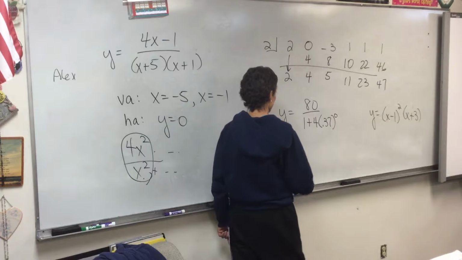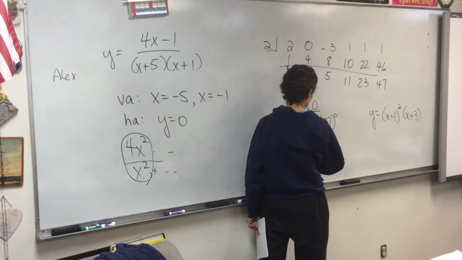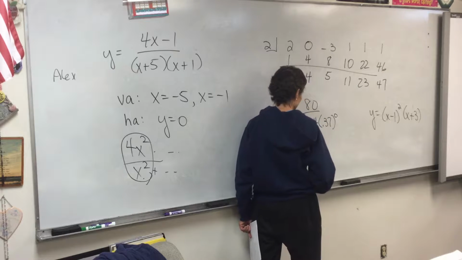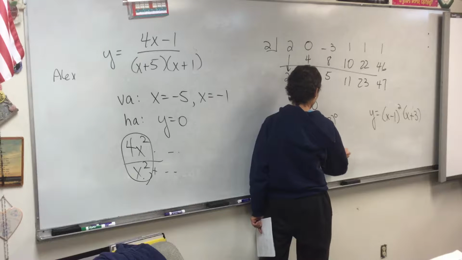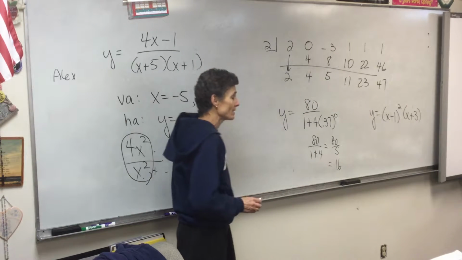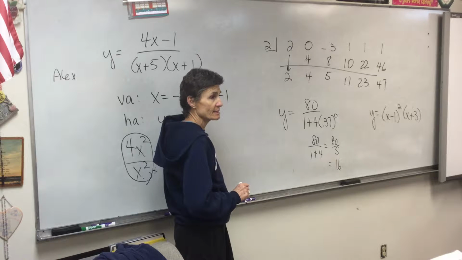So if I put a 0 in for the x, what does this part equal right here? That's just 1. So I have 80 over 1 plus 4. That's 80 over 5, which is 16. So my y-intercept is at 16.